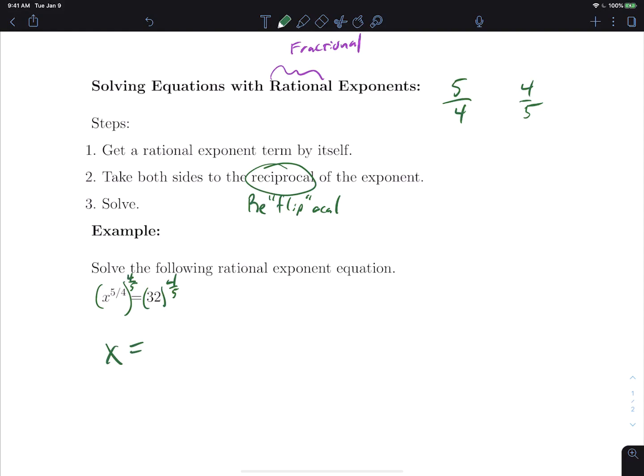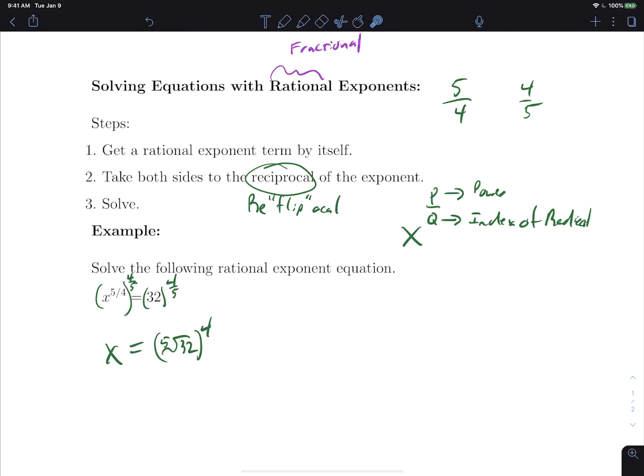That means that on the left-hand side, the 5/4 and the 4/5 cancel each other, leaving us with just x. And on the right-hand side, we have 32 to the 4/5 power. Well, here's the thing. The denominator is the index of a radical. The p is actually just the power still, so that's all that is. So the way that we would look at this is the 5th root of 32 all to the 4th power.